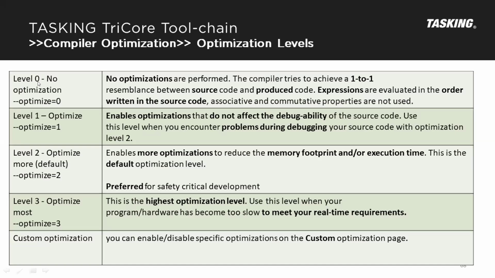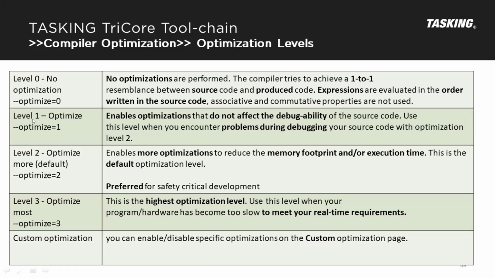Level 0 means no optimization. That means I enforce the toolchain not to optimize anything for me, and the mapping between the source code and the produced code will be kind of one-to-one. So the compiler will not think too much about how to generate the best out of your source code. The expressions, for example, will be evaluated exactly in the same order that you already wrote in the source code. So there is no intelligence provided by the compiler here.